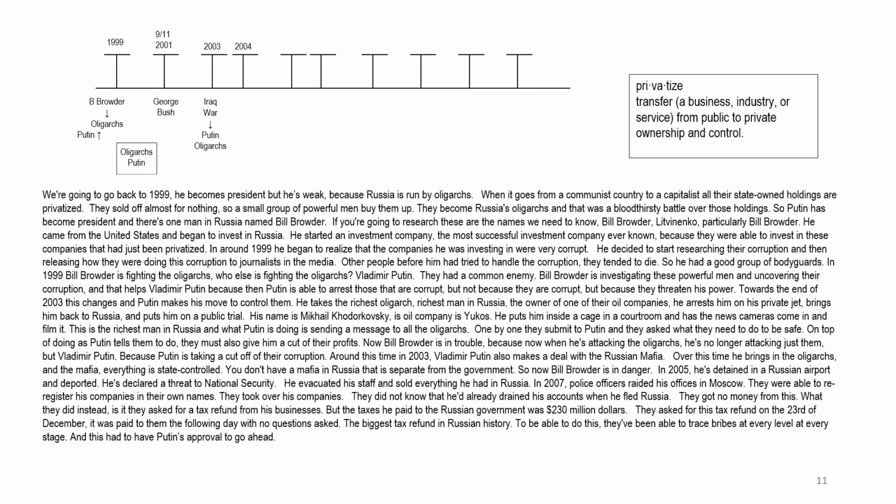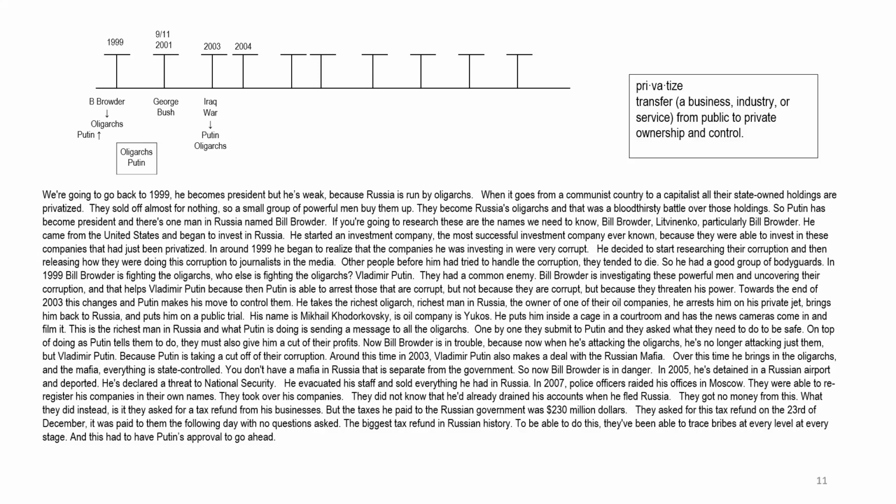So we're going back to 1999. We've got Bill Browder, the oligarchs, and Putin. Between 9/11 and 1999, we have the oligarchs and Putin. And then 9/11, 2001 is George Bush. 2003 is the Iraq War, Putin, oligarchs, and then we have 2004.